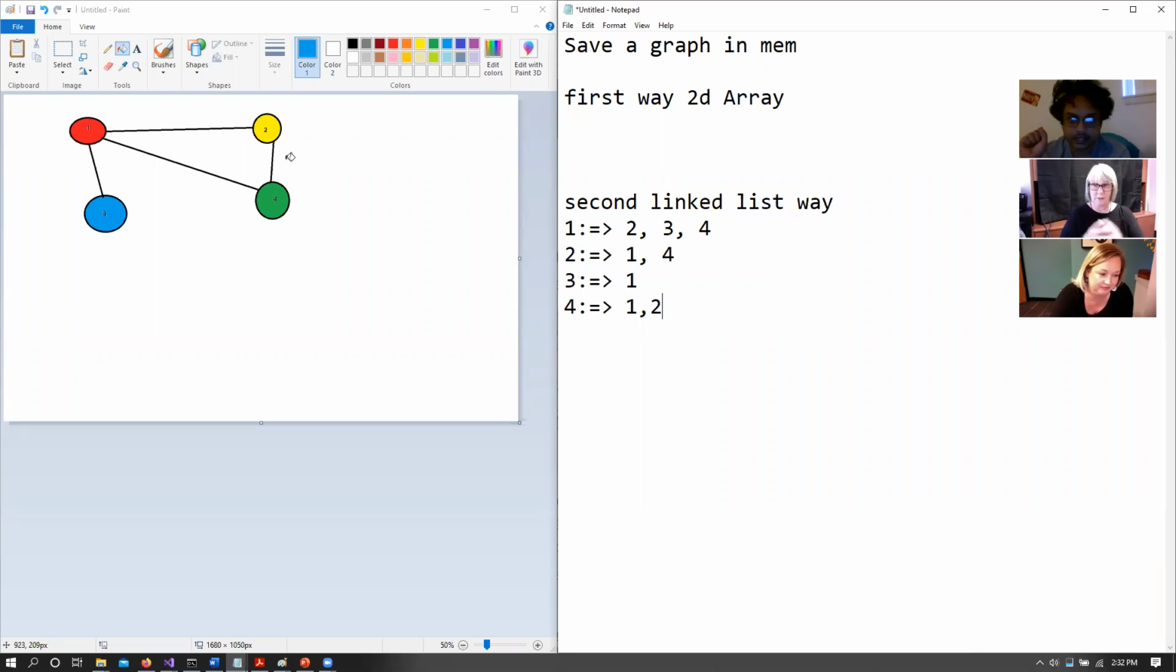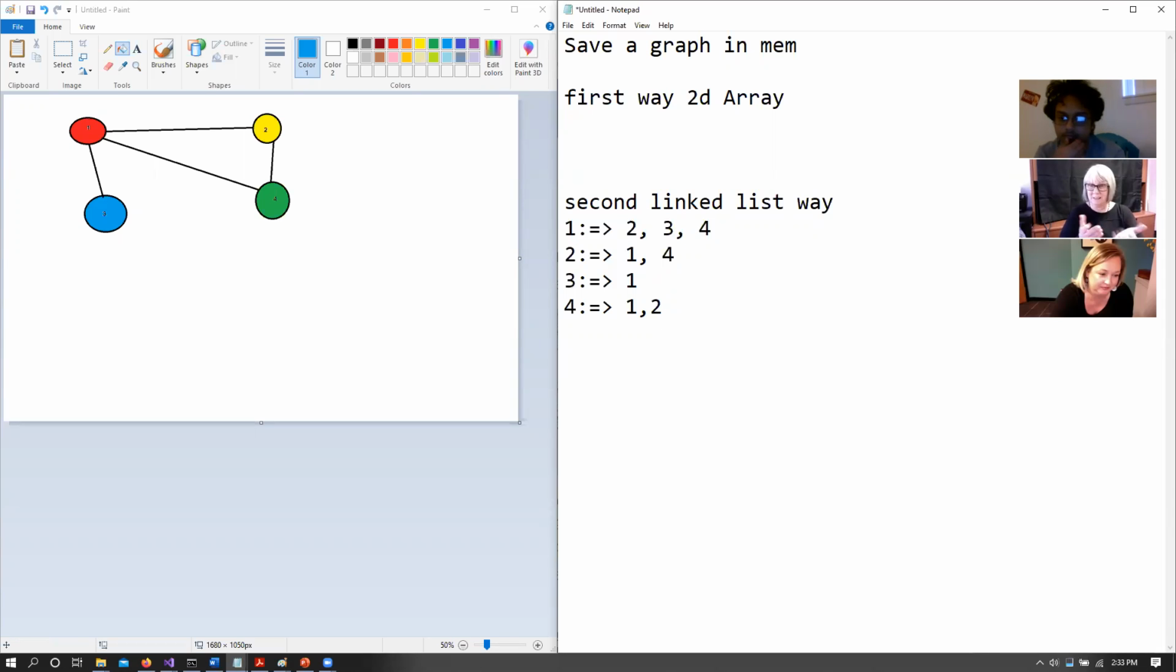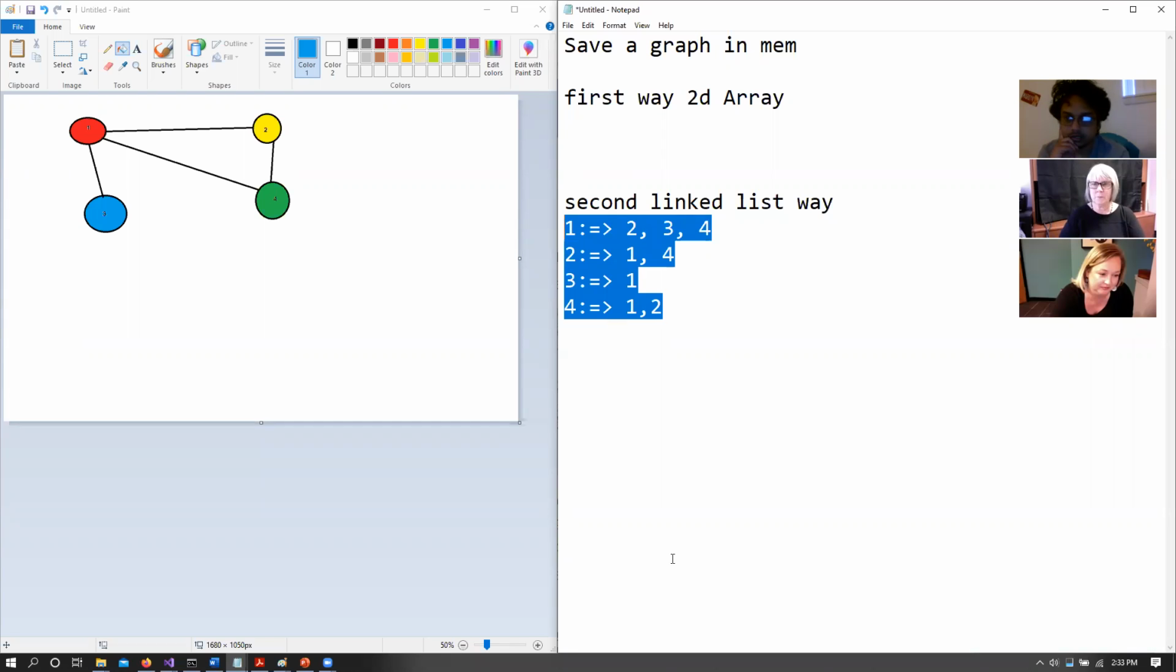Does everyone agree with Parvez that this is a possible way of representing our graph? Type in yes or no. Perfect. So what type of data structure is this? Everyone, I think, has taken data structures classes and programming classes. So you should know, how would I represent something like this? Is it an array of something?